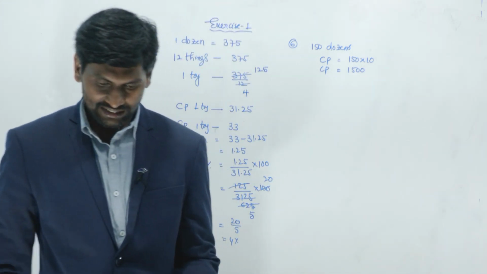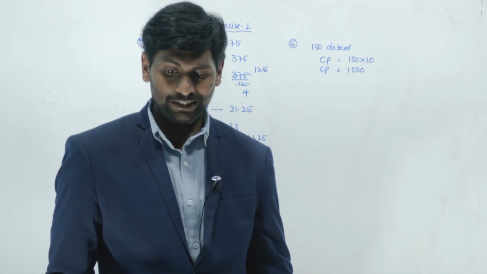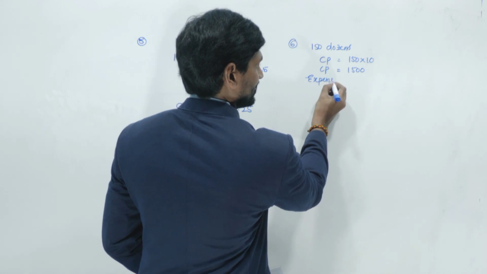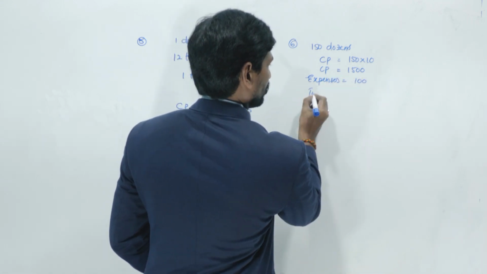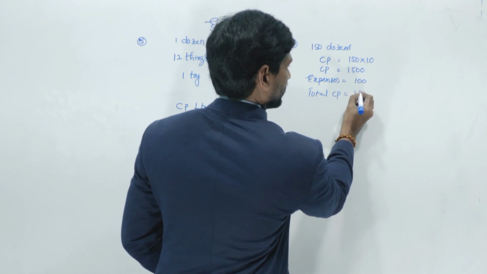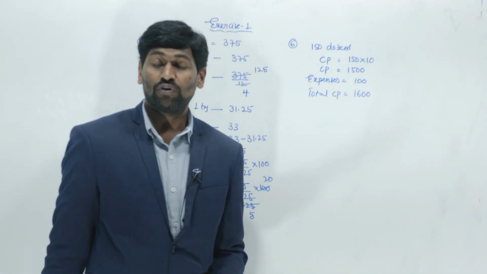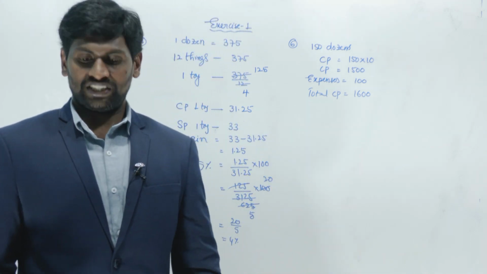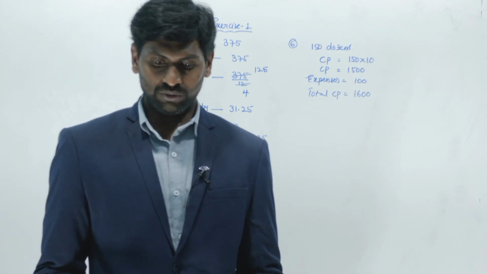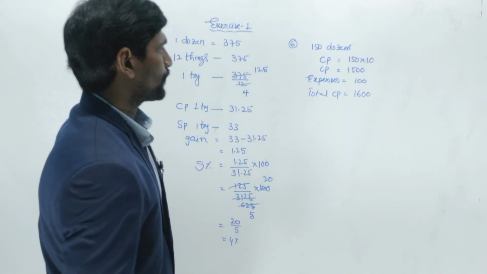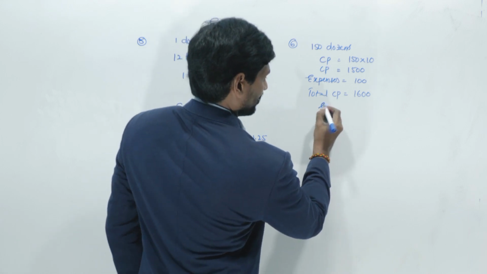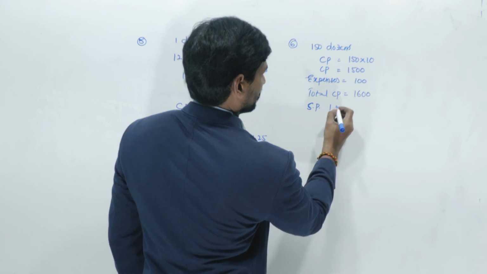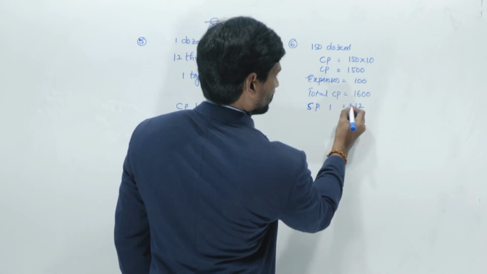Okay. Next, overhead expenses were 100 rupees. So expenses are also considered as cost price only. So total cost price including this expense is 1500 plus 100, 1600. And he sold them at 12 rupees each dozen. What is the profit or loss percentage? So selling price of one dozen is equal to 12 rupees.